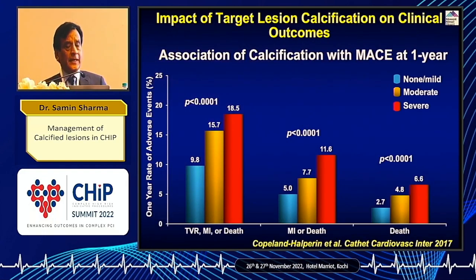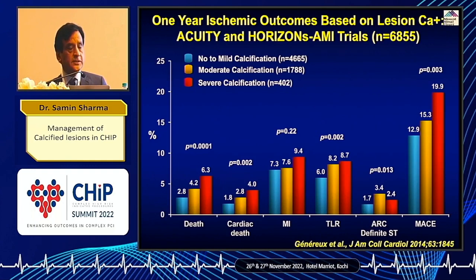Now, calcification, besides having an acute problem, what has come in the last few years is that it also has an outcome at the long term. And this is our data that increasing calcium from mild, moderate, severe has a gradient of worse outcome, as shown here. Similar data from the ACUITY and HORIZONS trial, going from none to mild calcium to severe calcium, all the event rates increase. So clearly, calcium is not a trouble only at time 0, even subsequently.